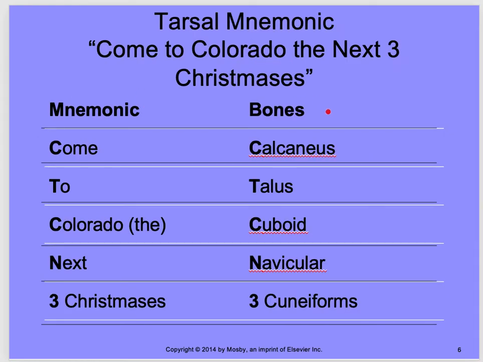For tarsal mnemonics, anything that you can make up is fine. The one in the book is "Come to Colorado the next 3 Christmases." Come is your calcaneus, to is your talus, Colorado is the cuboid, the next is your navicular, and 3 Christmases are the 3 cuneiforms. Keep in mind that those cuneiforms are medial, intermediate, and lateral.